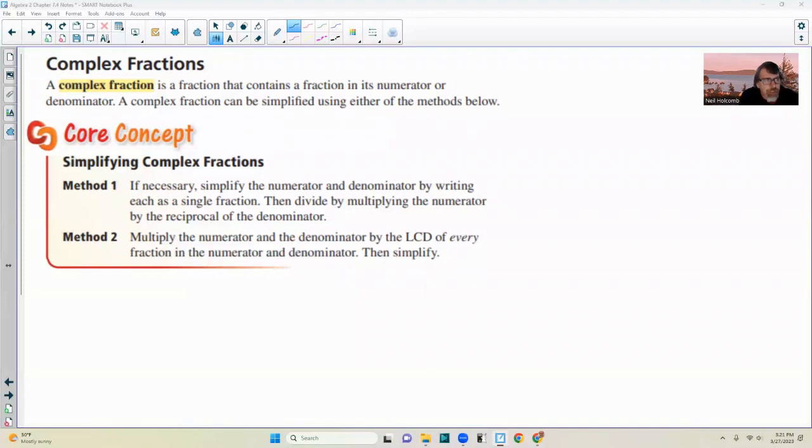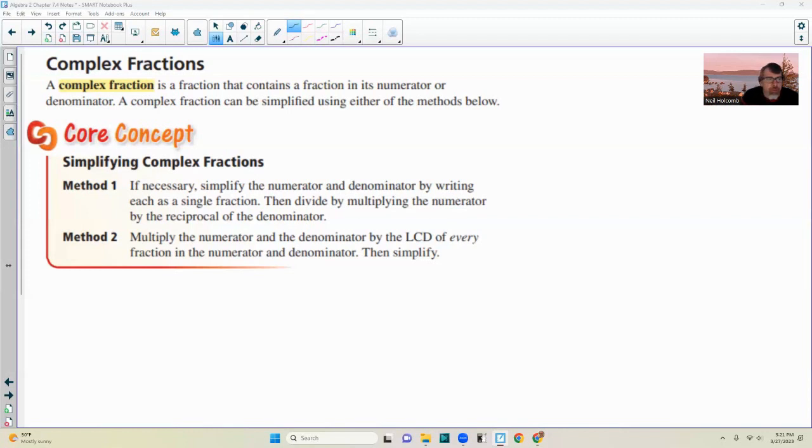Okay, complex fractions. A complex fraction is a fraction that contains a fraction in its numerator or denominator. A complex fraction can be simplified using either of the methods below. Method 1 is, if necessary, simplify the numerator and denominator by writing each as a single fraction. Then divide by multiplying the numerator by the reciprocal of the denominator. Method 2, multiply the numerator and the denominator by the LCD of every fraction in the numerator and denominator, and then simplify. Okay, a lot to say, but you might not still understand.